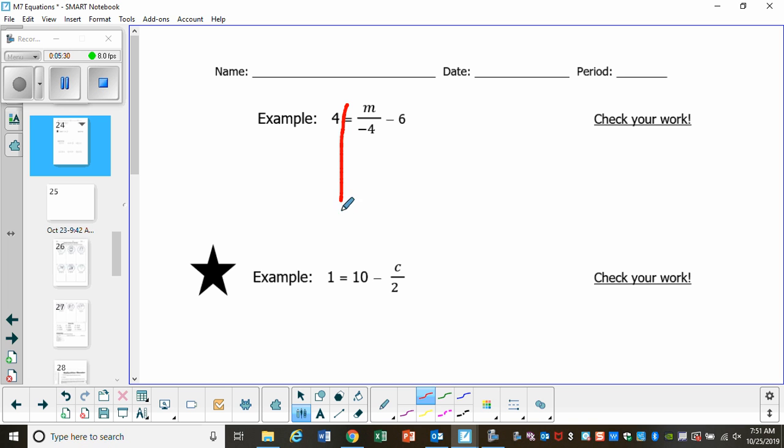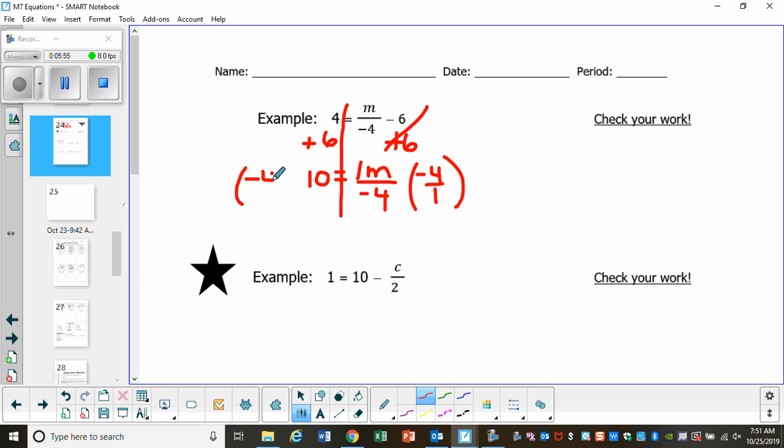So we're going to drop the bar. Our constant is here on the right side. It's -6. So we're going to add 6. Goodbye. Add 6. 4 plus 6 is 10. And then we're going to bring down the m over -4. I'm going to put a 1 in front of the m because the reciprocal of 1 divided by -4 is -4 over 1. So I'm going to multiply each side by -4 over 1.